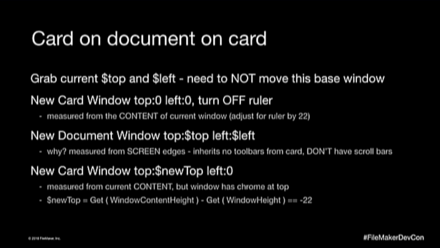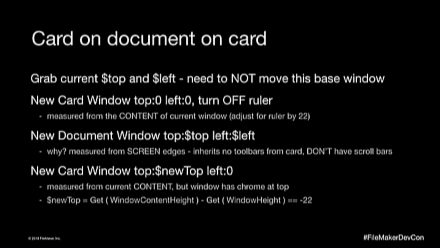So the way that works is, really quickly, you have to grab the left and the top of the first parent window that you're starting with and store it. We can put a new card window on the top. I was doing it left 0, top 0. Make sure the ruler is then off so it doesn't screw anything up. That is measured from the content of the first parent window.